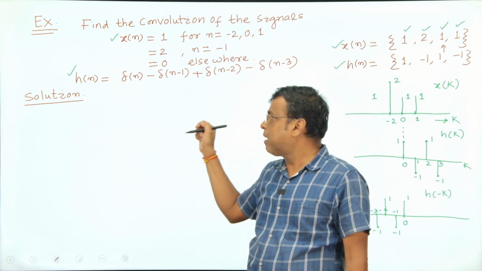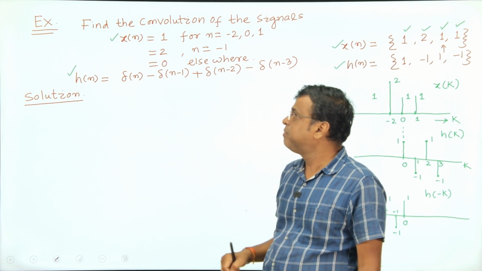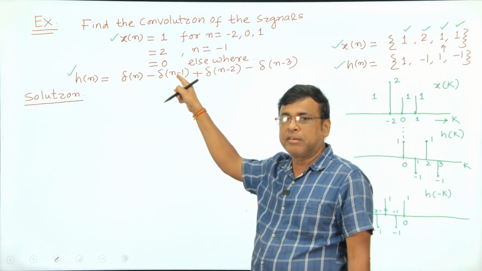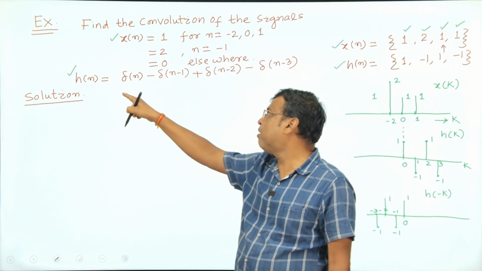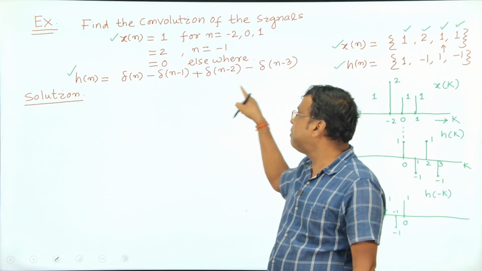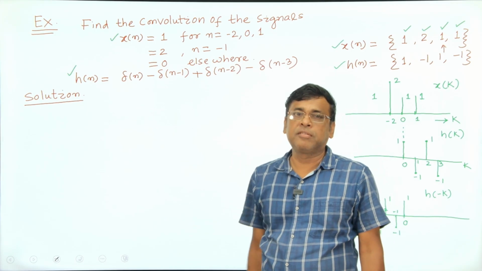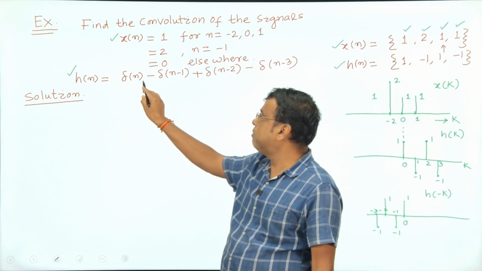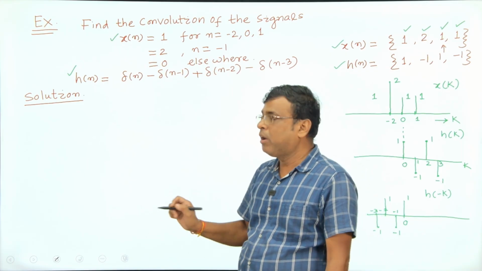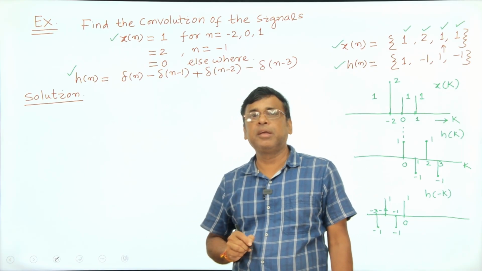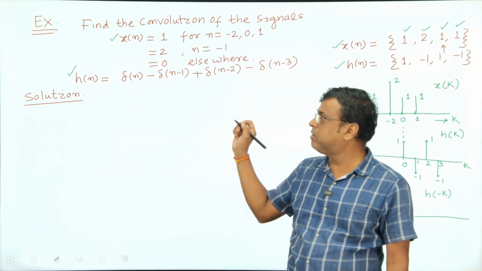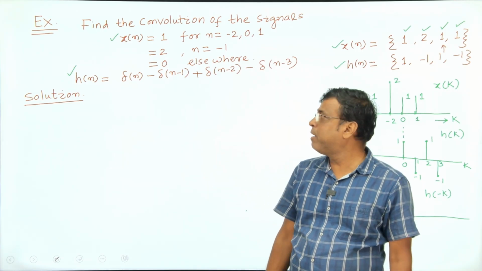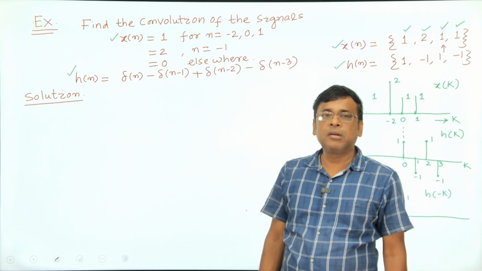That is slightly different from your previous example. Here x of n is given in functional representation, but h of n is not seen directly, and it is represented by means of scaled and delayed impulses. Here del of n means what? For n equal to 0. Already we know that an impulse signal exists for n equal to 0, and at every other value of n it is 0.